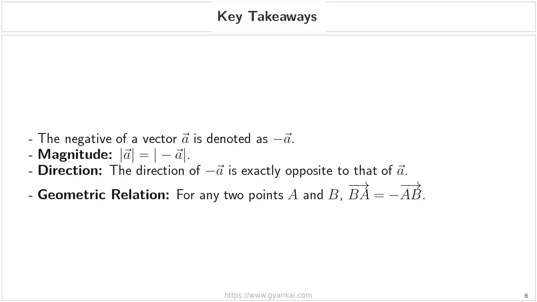All right, we have reached the end of our lesson, so let's bring everything together with these key takeaways to ensure you have a solid grasp of the concept. If you have mastered these 3 points, notation, magnitude, and direction, you have successfully mastered the negative of a vector. Well done.